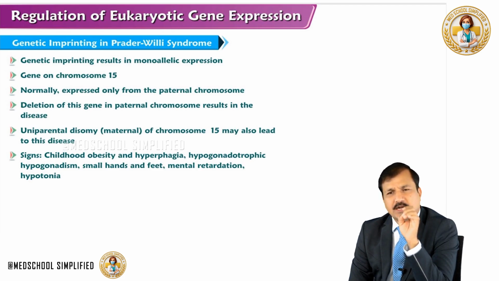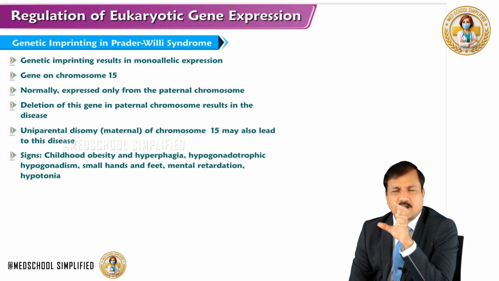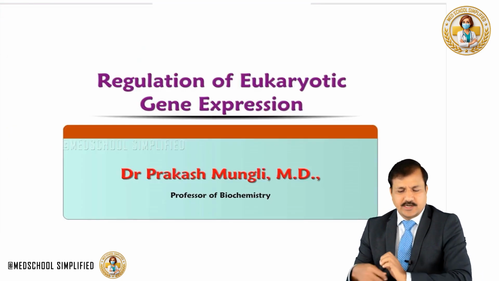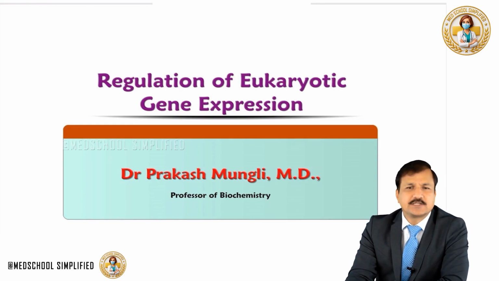Symptoms of Prader-Willi include childhood obesity and hyperphagia, like excessive eating, hypogonadotropic hypogonadism, small hands and feet, mental retardation and also hypotonia. So that's all about regulation of eukaryotic gene expression.